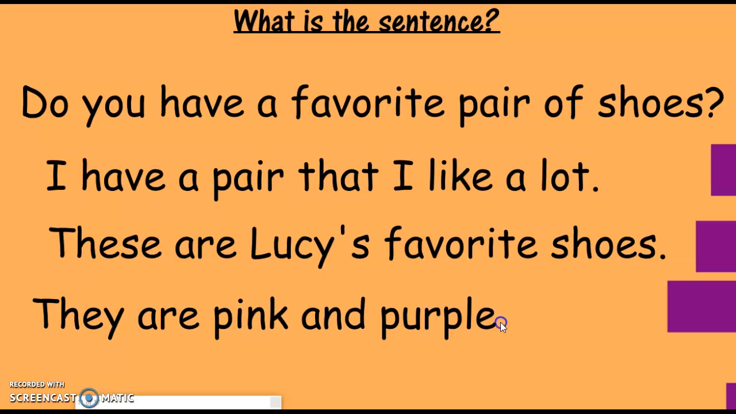I do need punctuation on the end of my sentence though. So I could either put a period here or I could put an exclamation point. It all depends on how I want to read it. So I could either say, they are pink and purple with an exclamation point, or I could read it with a period on the end where I would say, they are pink and purple. I am pretty excited that they are pink and purple because if you know me, those are my two favorite colors. They are pink and purple.